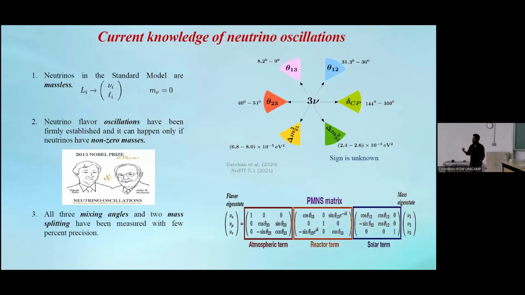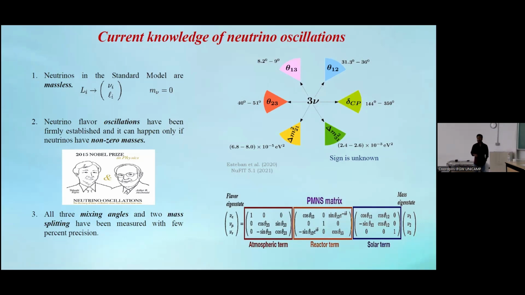Before going into detail, let's see what our current understanding of neutrino oscillations is. First of all, we know that the neutrinos in the standard model are massless. There is no right-handed neutrino in the standard model. So, from the theoretical point of view, neutrinos are massless. But then neutrino flavor oscillation has been confirmed by hundreds of experiments, which requires neutrino mass and mixing, which can explain the neutrino oscillation.